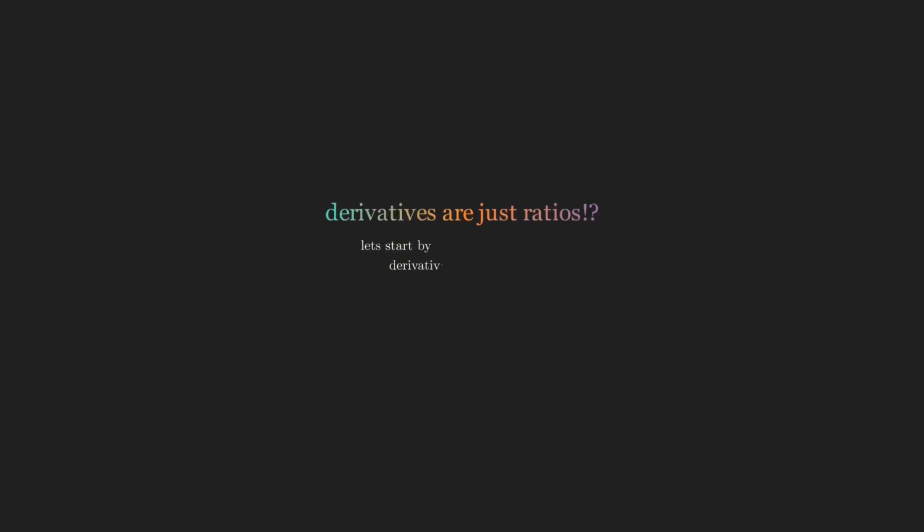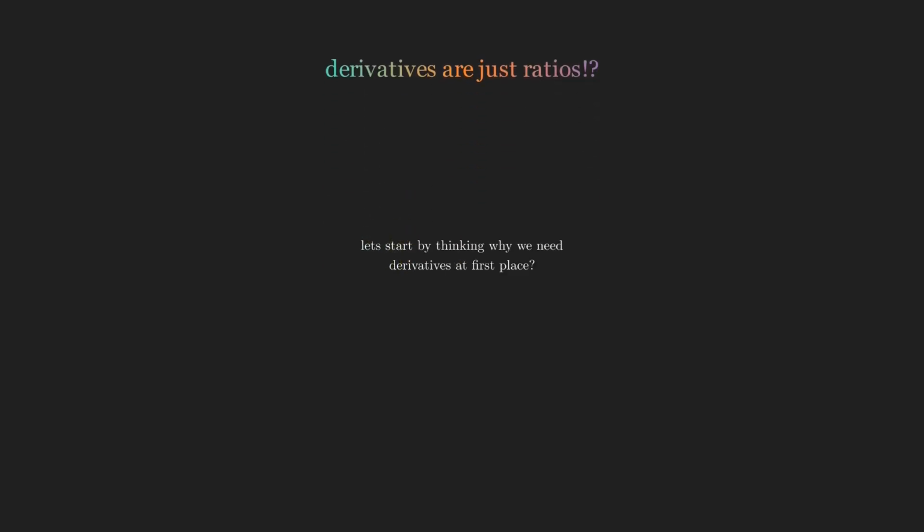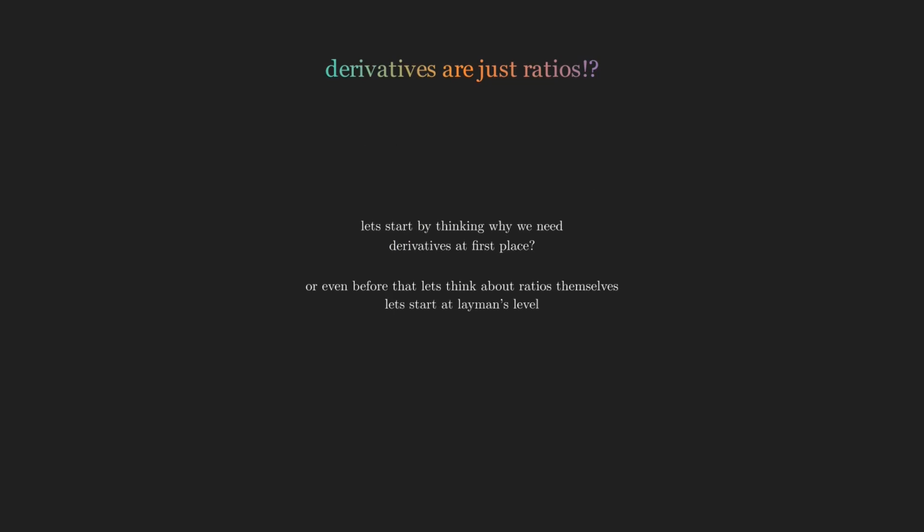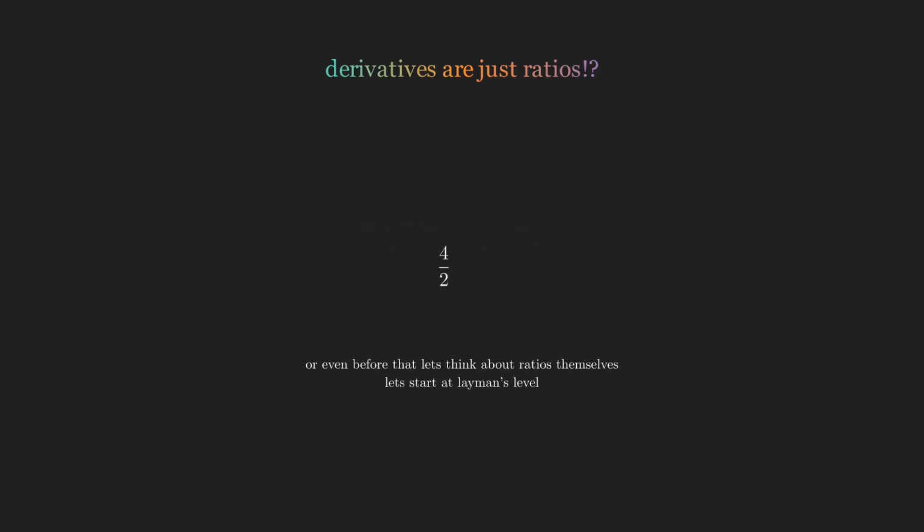Let's start by thinking why we need derivatives in the first place. Like, why even bother taking derivatives? Or even before that, let's think about ratios themselves and how they are related to derivatives. For that, let's start at a layman level first. Let's take the ratio of 4 over 2, which gives us 2. This simply implies that 4 is 2 times of 2, right? Simple enough. No need to take other examples.